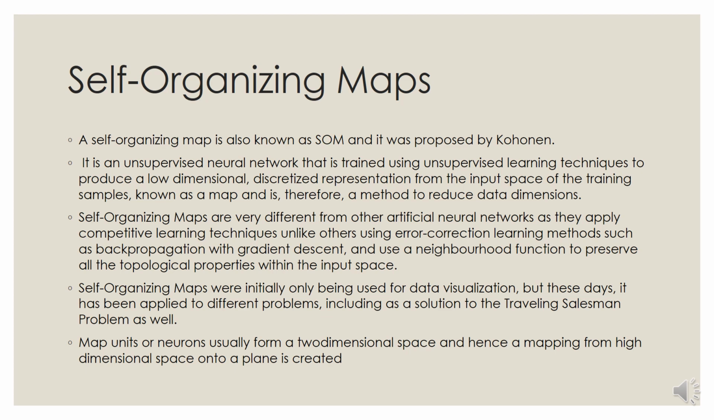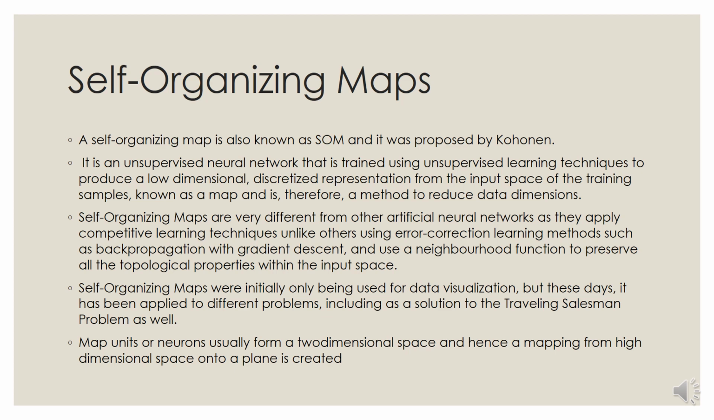This self-organizing map was produced by Kohonen, and it is an unsupervised neural network that is trained using unsupervised learning techniques to produce a low-dimensional, discretized representation of the input space of the training samples, known as a map, and it is used to reduce the data dimensions. Self-organizing maps are different from other artificial neural networks as they apply competitive learning techniques, unlike others using error-correction learning methods such as backpropagation with gradient descent, and also it uses a neighborhood function to preserve all the topological properties within the input space.